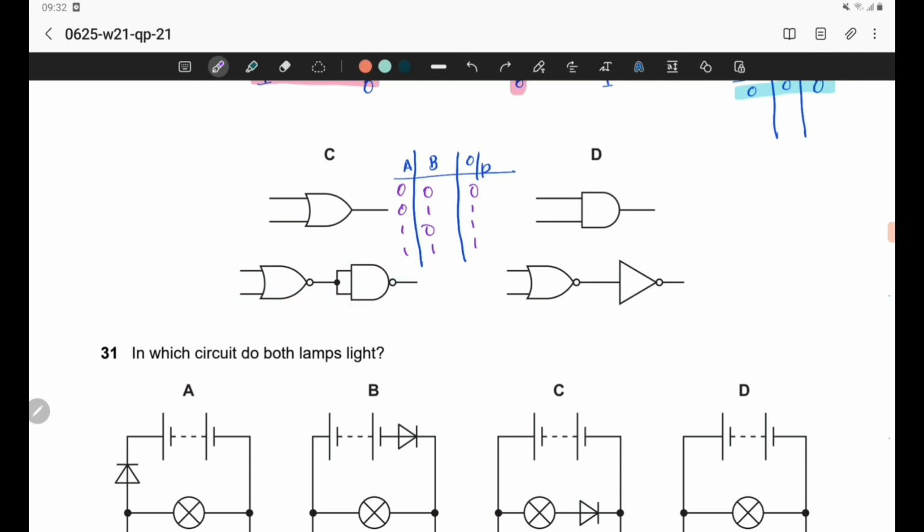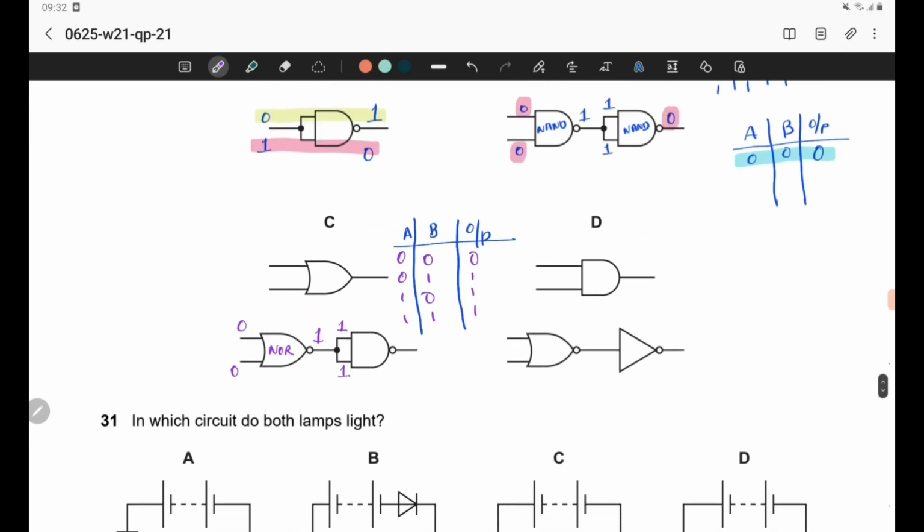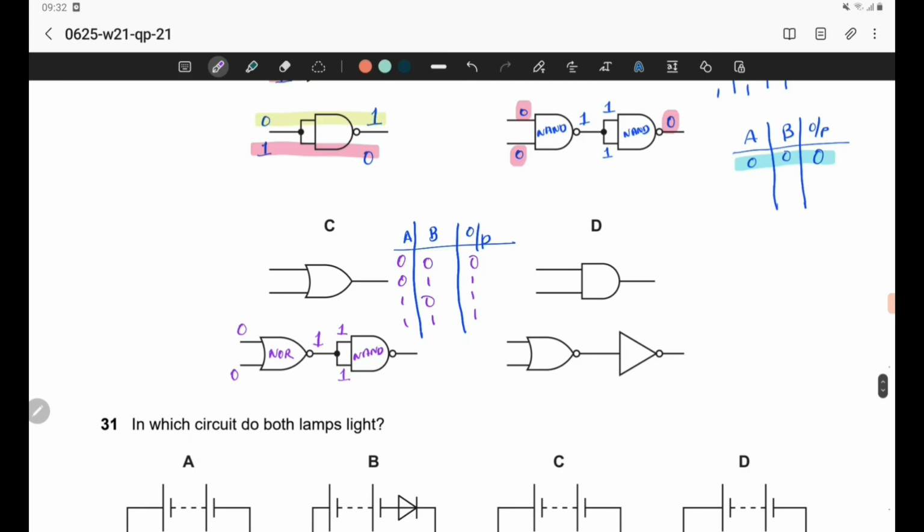We can start with the first possible input, that is 0, 0, and we know that the output will be 1 since it is a NOR gate. Now this 1 we are connecting to the input of a NAND gate, and the output of a NAND gate when both inputs are 1, 1 will be 0. So here we can see when both inputs are 0, the output is 0. Same like the output of the OR gate, when both inputs are 0, the output is 0.